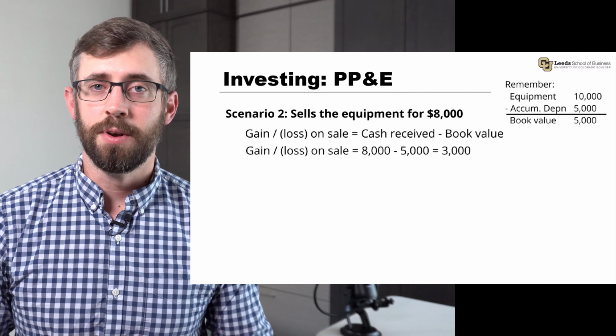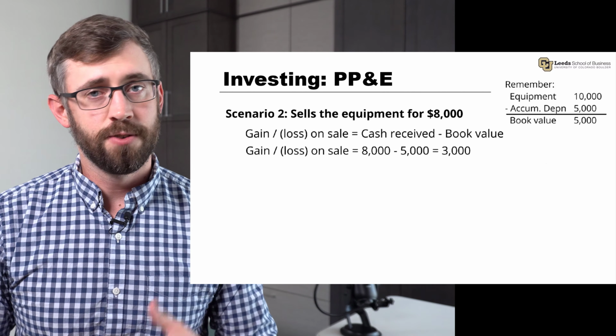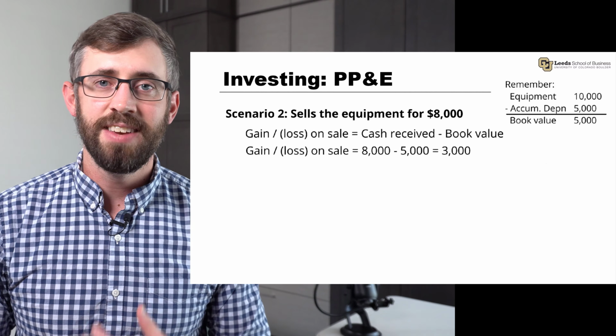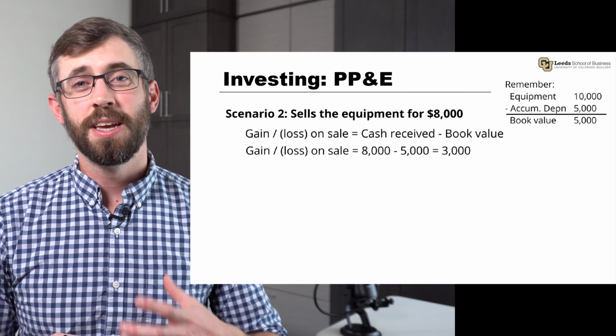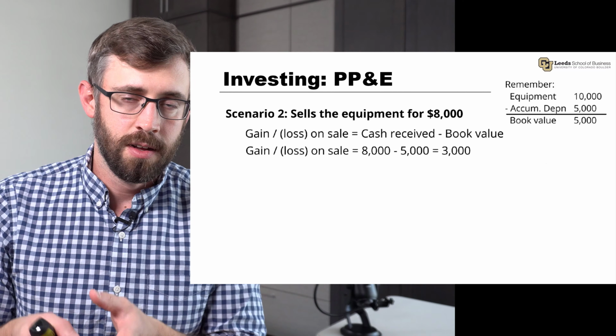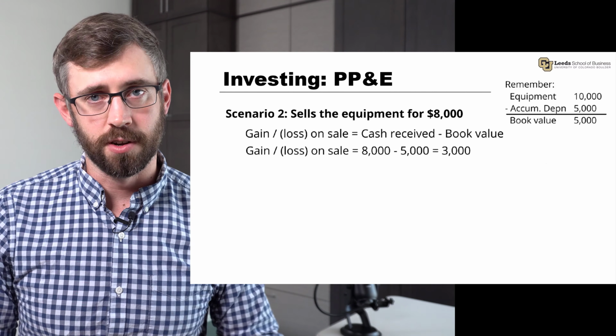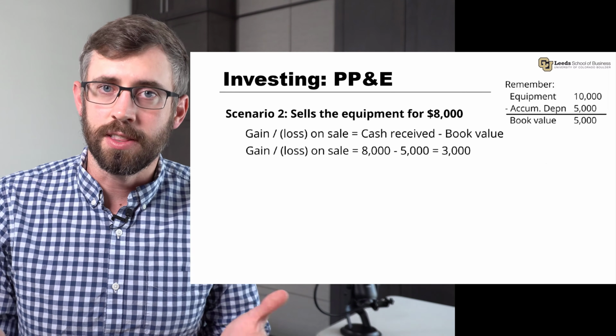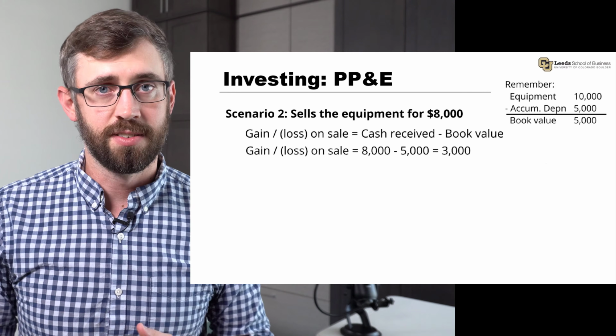If they sell this equipment for $8,000, we're going to have a net book value of $5,000 still, but we're receiving $8,000 in cash. So because we're receiving more cash than the book value of the asset, that's going to generate a gain for us of $3,000. It's kind of a good thing, right? Selling it for more than your book says it's worth.